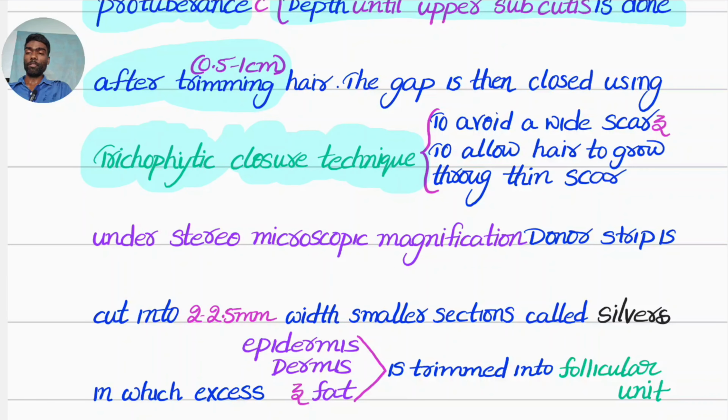What is this trichophytic closure technique? Why is it used? To avoid a wide scar and to allow hair to grow through the thin scar. We will get two edges of a wound. One edge will have the epidermis slipped off, and we will suture both edges, so that hair will grow through the scar.